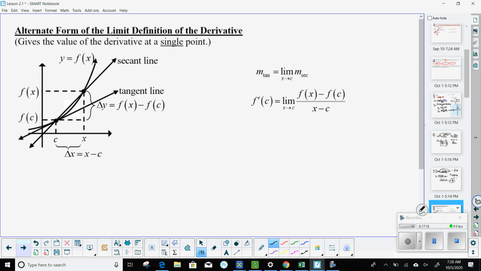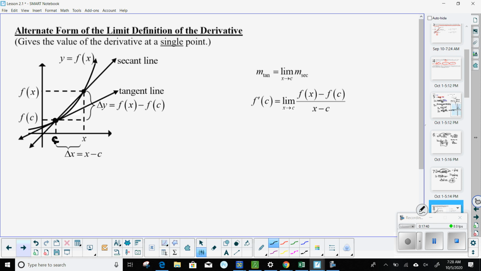And what it does is, instead of finding an equation that gives you the derivative for any point, it gives you the derivative at a single given point. So notice before we had an x down here, now we're saying it's a c, it's a constant. So this is not going to give us a formula. Instead, it's going to allow us to find the derivative just at a single point.